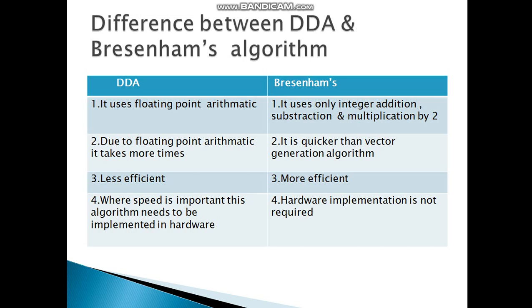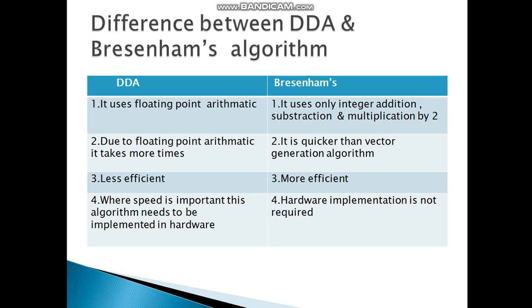Bresenham's line is more efficient. The fourth difference is that in DDA, where speed is important, the algorithm needs to be implemented in hardware, and in Bresenham's, hardware implementation is not required. The very important difference is that DDA uses floating point arithmetic, and Bresenham's algorithm uses only integer addition, subtraction and multiplication.